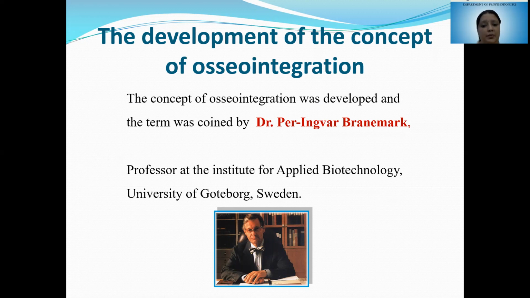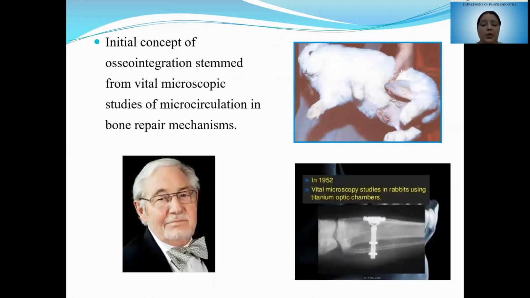Per Ingvar Brånemark was a professor at the Institute for Applied Biotechnology in Sweden. When he was studying the microcirculation in rabbits, he used vital microscopes which were placed inside titanium chambers, and they were impregnated into the femur bone of rabbits. He was not studying implants.